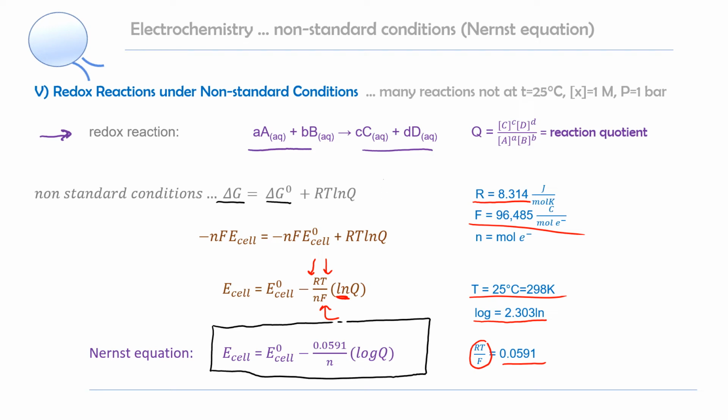Okay, so the way we're going to use this equation is we're going to use our standard reduction data tables to get the cell potential under standard conditions. And then we're going to throw in this correction term. And Q is our reaction quotient for the reaction of interest, as we've always expressed it.